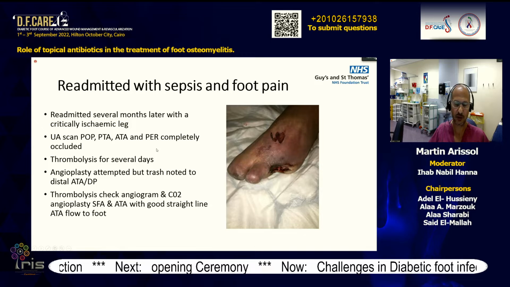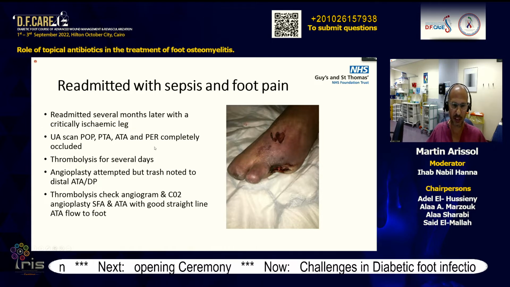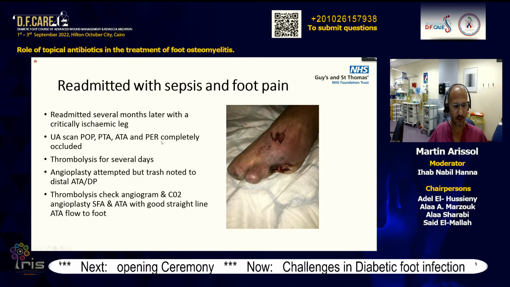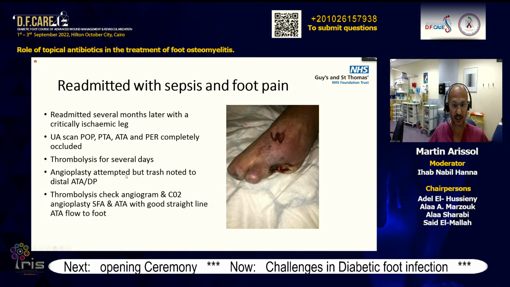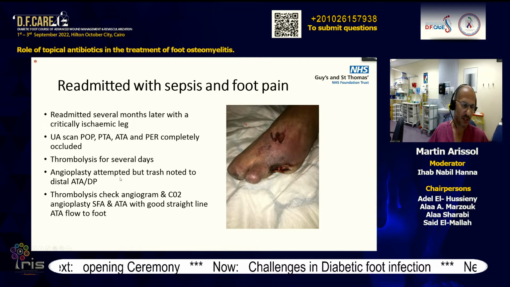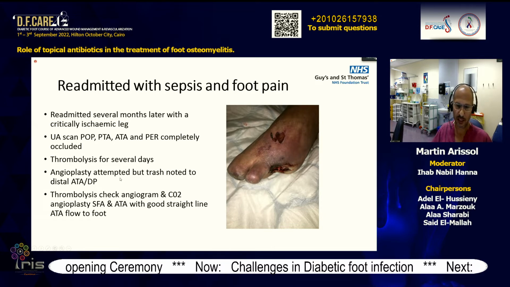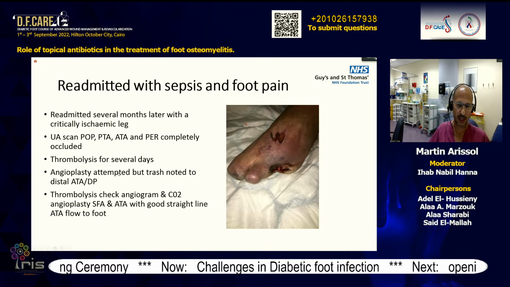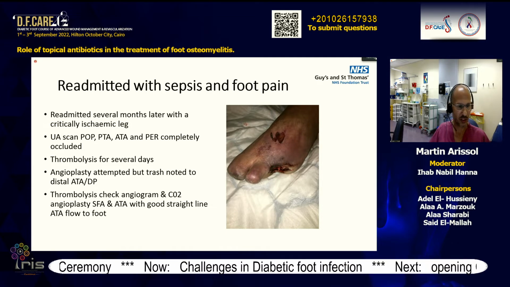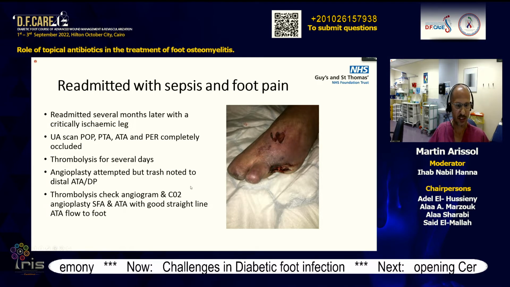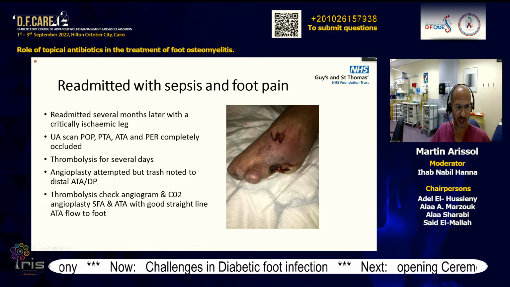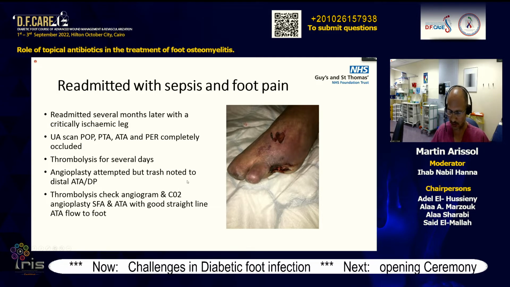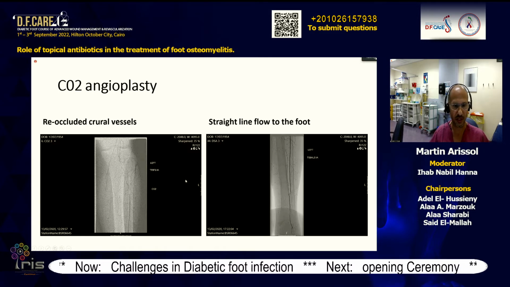So the ATA, which was the only vessel running, was beginning to show some thrombosis distally and into the dorsalis pedis as well. So we continued thrombolysis for a few more days, and then after that, we took her back to the IR. The interventional radiologists were able to do a fantastic job of opening up the SFA and ATA with another CO2, with some straight line flow to the foot.